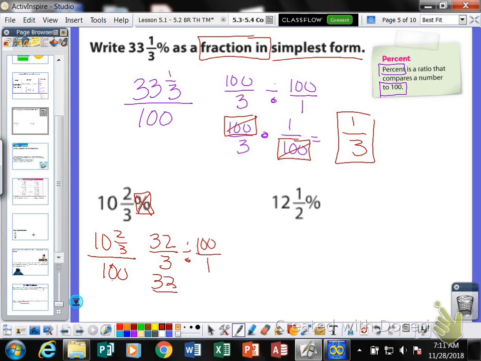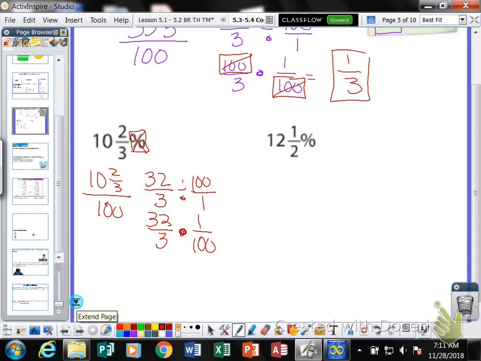Keep, change, division to multiplication, flip. And then I know 4 goes into 32 8 times, 4 goes into 100 25 times, leaving me with 8 times 1, multiply across the top 8, 3 times 25 is 75. So my fraction in simplest form would be 8/75.